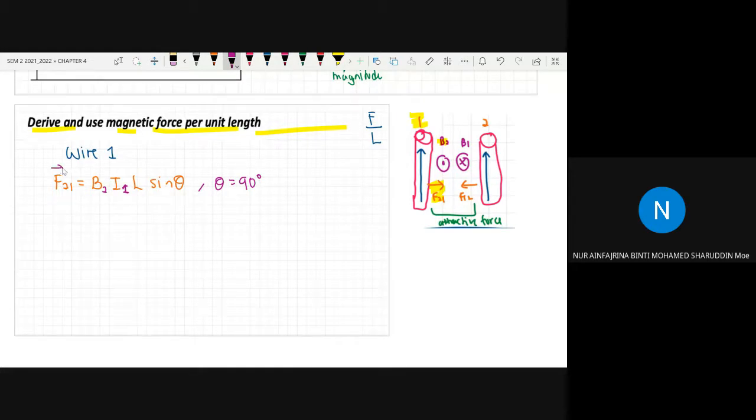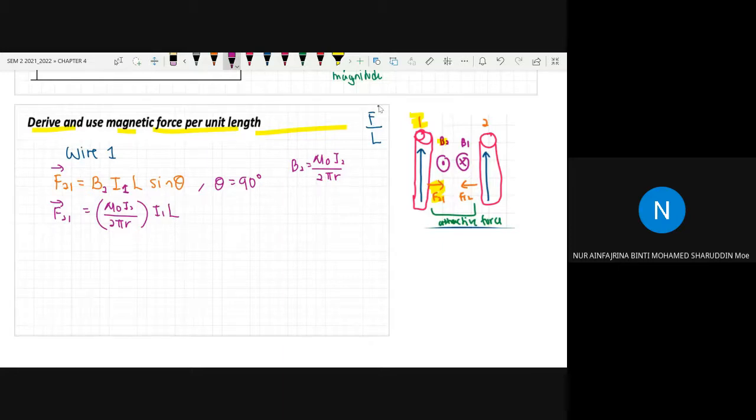Okay, so rewrite the formula. So dia akan dapat F21 equals to, dan kita tahu formula untuk magnetic field, ini adalah untuk 4.2, you boleh tengok balik formula dia. Untuk straight wire adalah mu naught I2 over 2 pi R. So Miss akan substitute ini ke dalam B2. Mu naught current 2 bahagi dengan 2 pi R, darab dengan I1, darab dengan length.